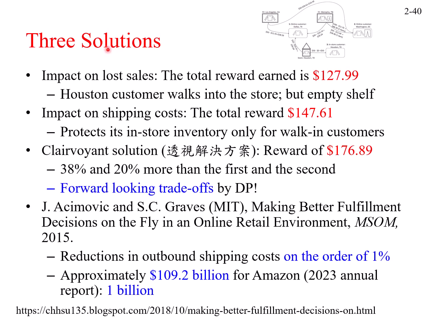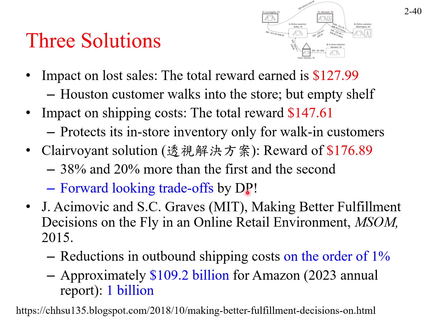There are 3 solutions here, and because we have a time limit, in case you are interested in this example, please look at the paper. There are 3 approaches. The point is that one reward is 127, and one is 147. And if you could look into the future, the reward would be 176. And this one is 20% or 38% more than the previous one. And how could you look into the future?